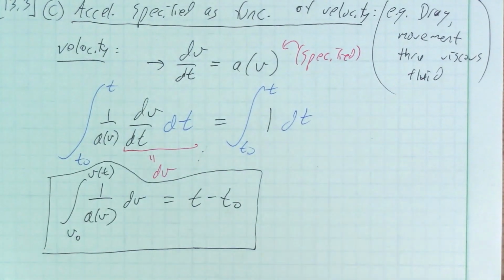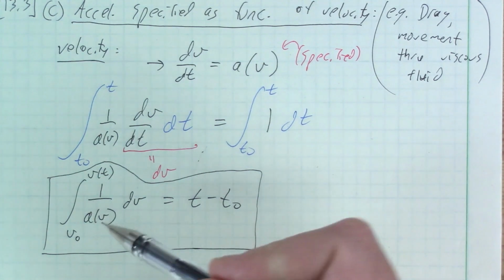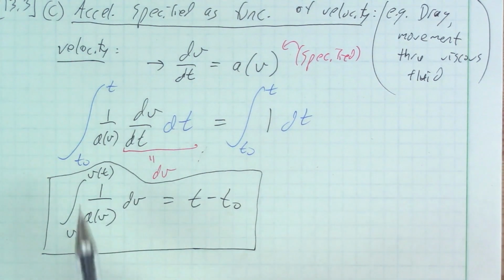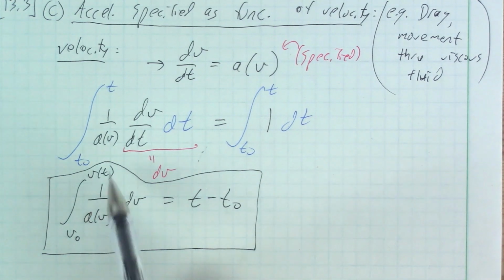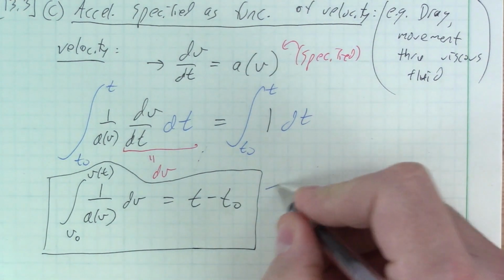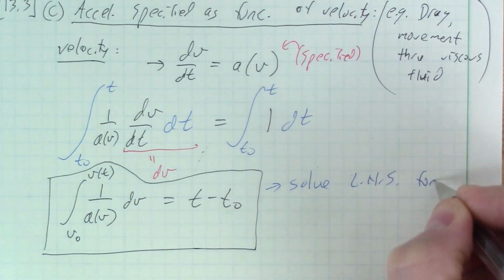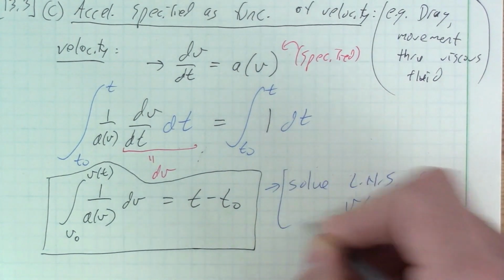But you can imagine if you were given acceleration as v squared, you could plug in 1 over v squared, take the integral, subtract off the lower bound, plug in the upper bound, and there is your velocity. You can actually solve for velocity as a function of time. So solve the left-hand side for v of t.